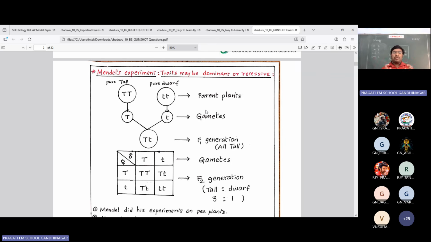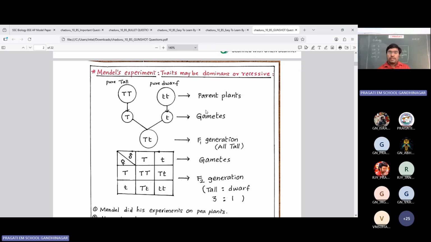See, first you have to write the parent plants. If it is a tall plant, it should be mentioned as capital T, capital T. If it is a pure dwarf plant, we should mention it as small t, small t. And what are the gametes which you are taking from the parents, children? If it is a tall plant, take capital T. If it is a pure dwarf plant, take a small t. If you fuse these two gametes, what is the F1 generation?